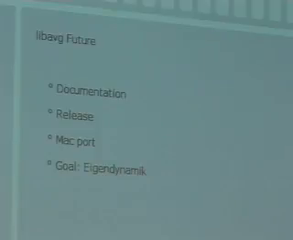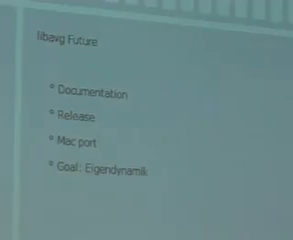I'm more or less done. The question is, what am I going to do in the future? libavg is not documented enough. There is a website at libavg.de, and there's some reference documentation which is more or less up to date, but there's no tutorial yet. So people who want to use it will have to look through the examples and stuff like that.